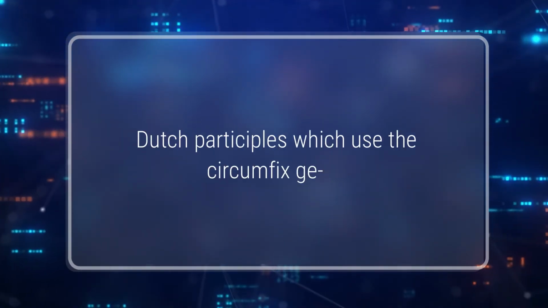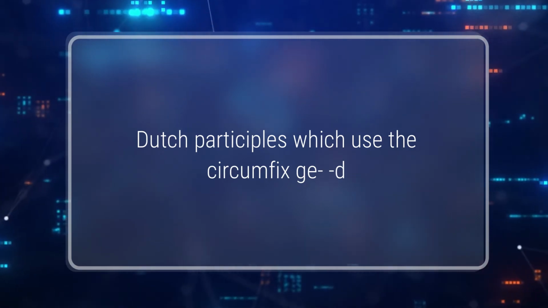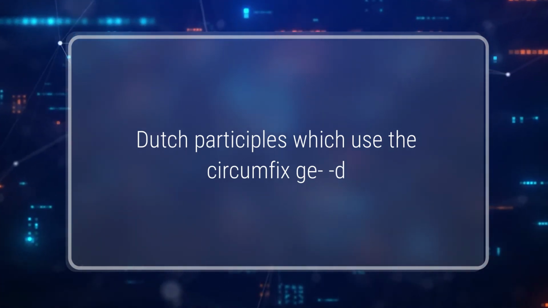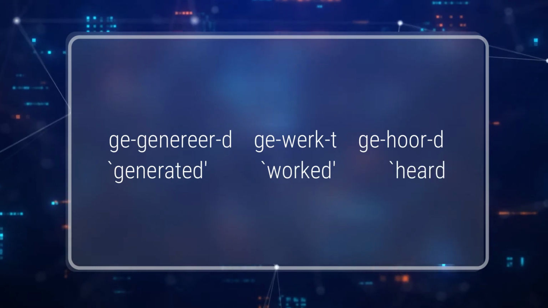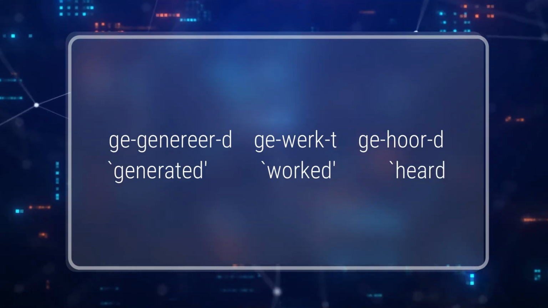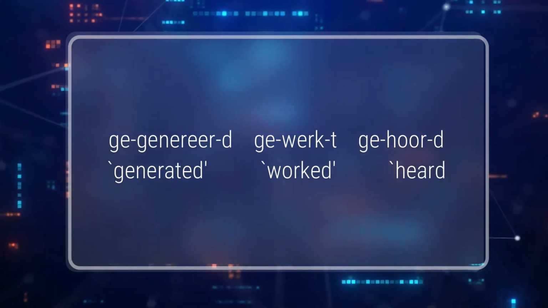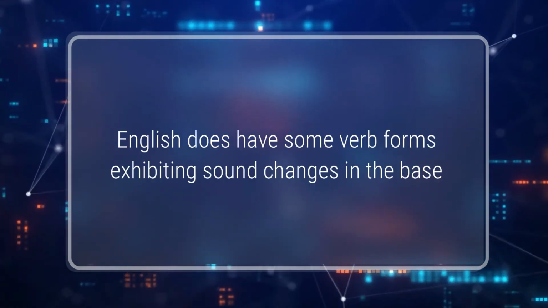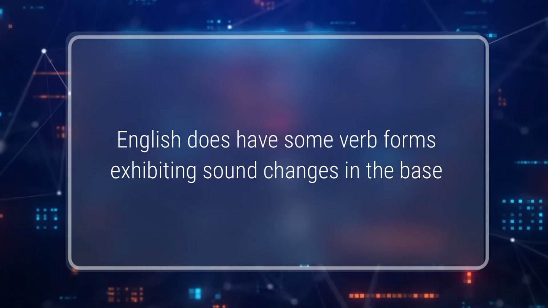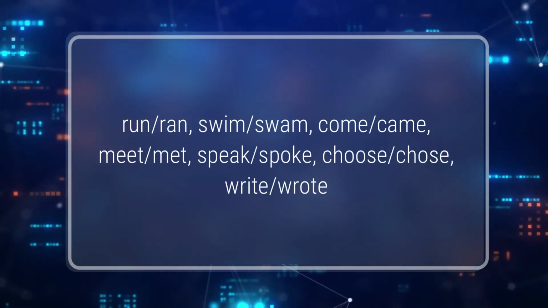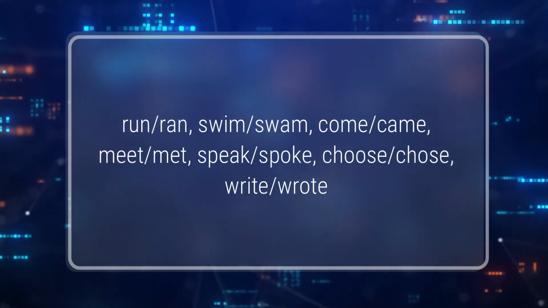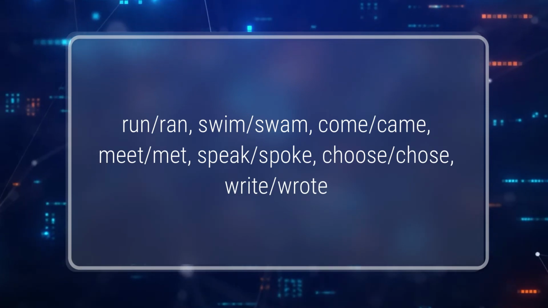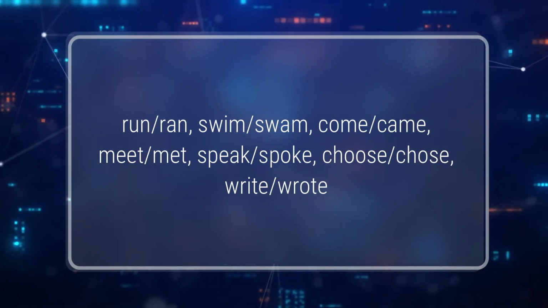English also seems to lack circumfixes, which we find, for example, in Dutch participles, which use the circumfix ge- and -d. For example, gegenereerd, as in generated, gewerkt, gehoord, or heard. English does have some verb forms exhibiting sound changes in the base, like run, ran, swim, swam, come, came, meet, met, speak, spoke, choose, chose, write, and wrote.